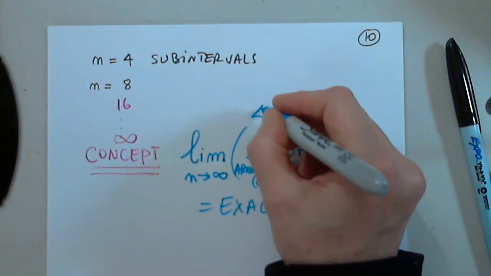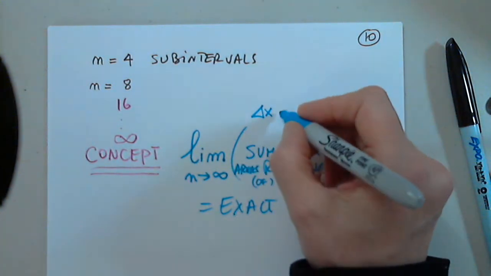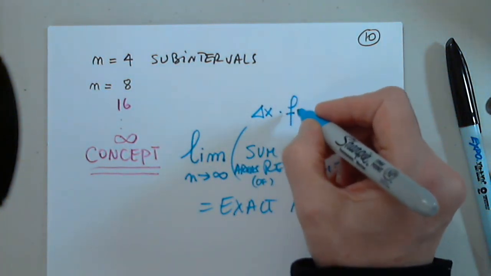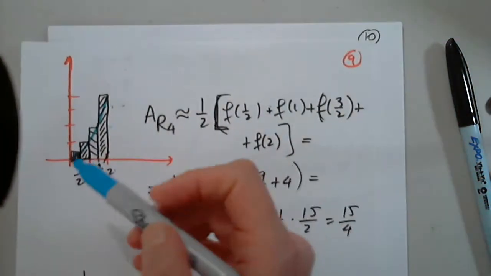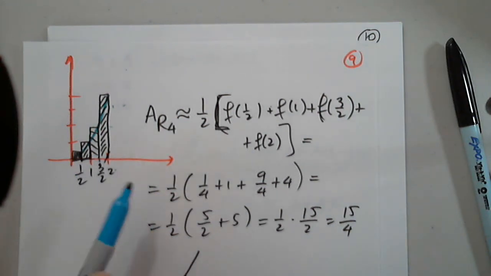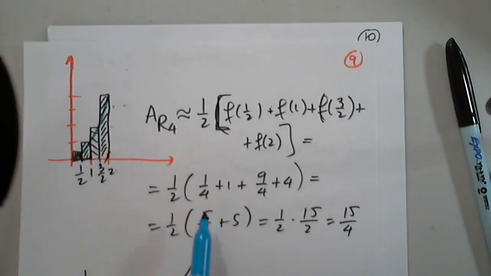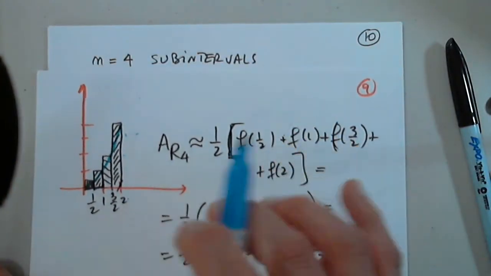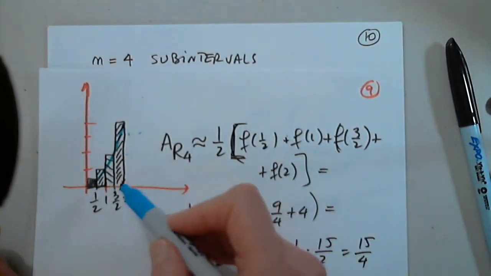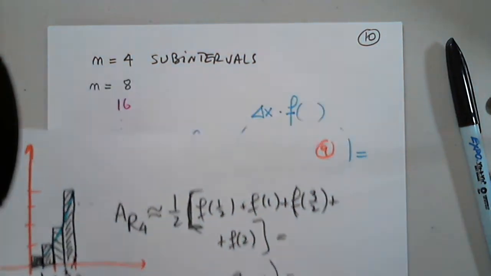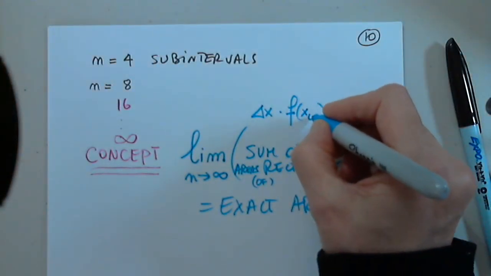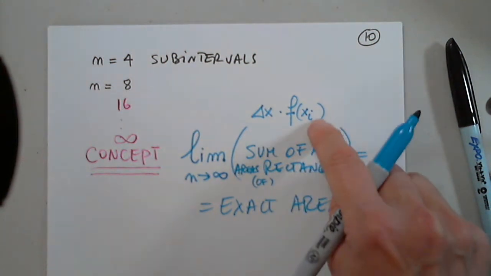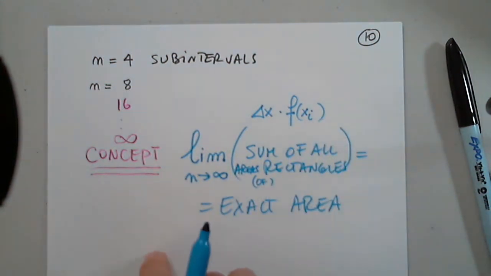It consists of delta x, which is the base of each rectangle, times a function value, right? For this one, it was at 1/2, right here. I was looking for the function. At 1/2, plus then at 1, plus then at 3/2, plus then at 2. Same thing here. So this will move. It will not be exactly the same value. For the first subinterval it will be x1. For the second subinterval it will be x2. For the third subinterval it will be x3.